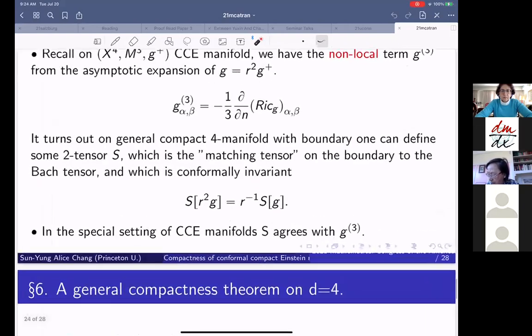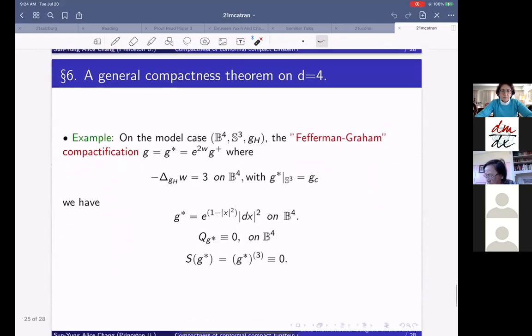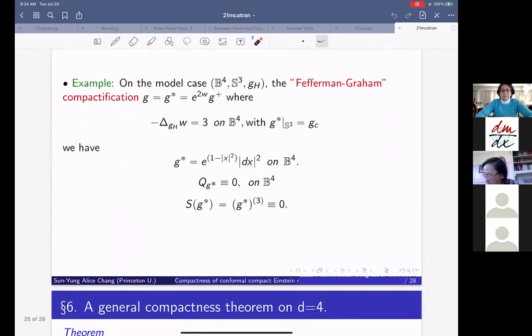But in this case, for a CCE manifold, this G3 agrees with this S tensor, so G3 has this pointwise conformal invariant condition. In a model case, the hyperbolic metric, our compactification is obtained by solving this PDE, with GC on the boundary. Let me point out that this metric, G star, is not a flat metric, but has a conformal factor, exponential of 1 minus x squared, by direct computation. And this metric turns out to have Q4 equal to 0, and then the S tensor is also equal to 0.